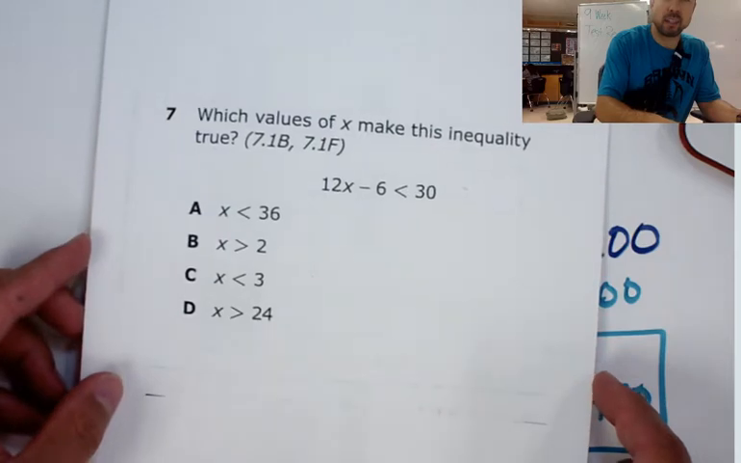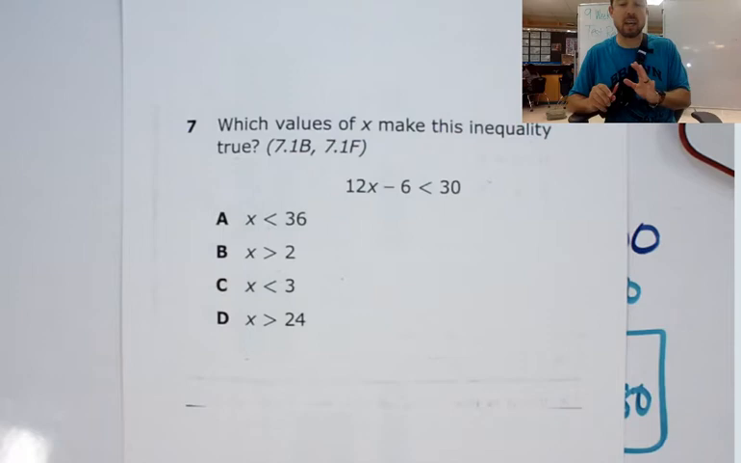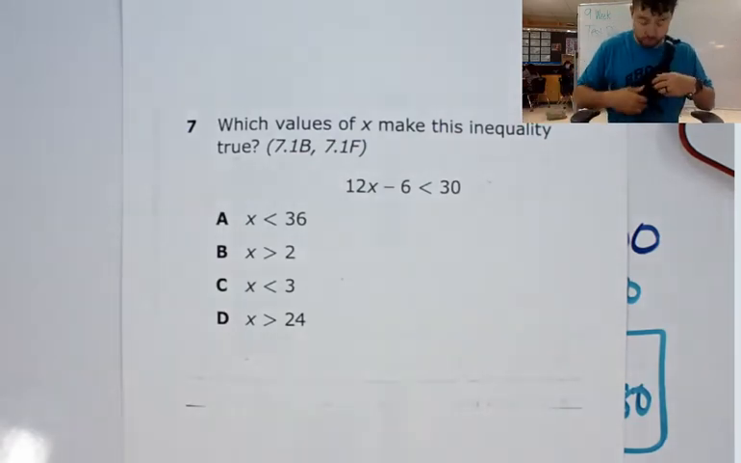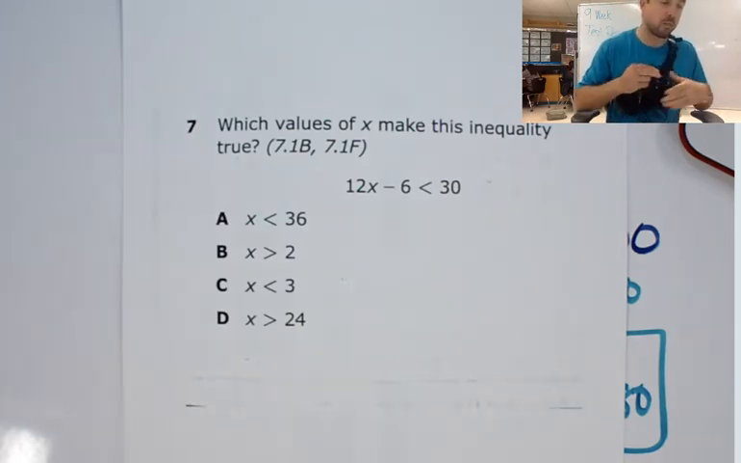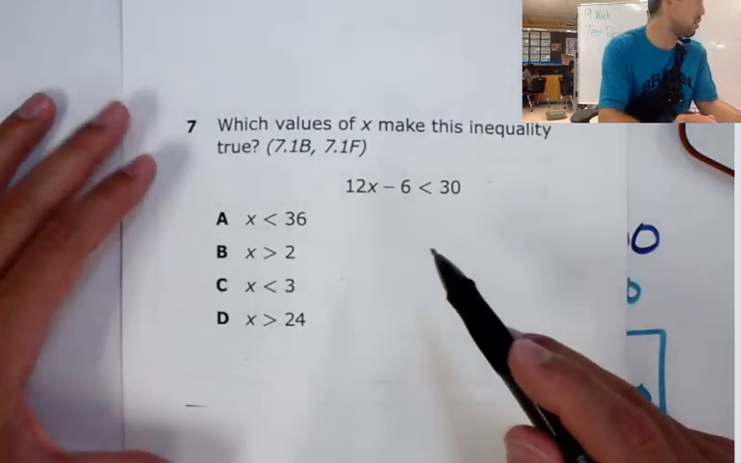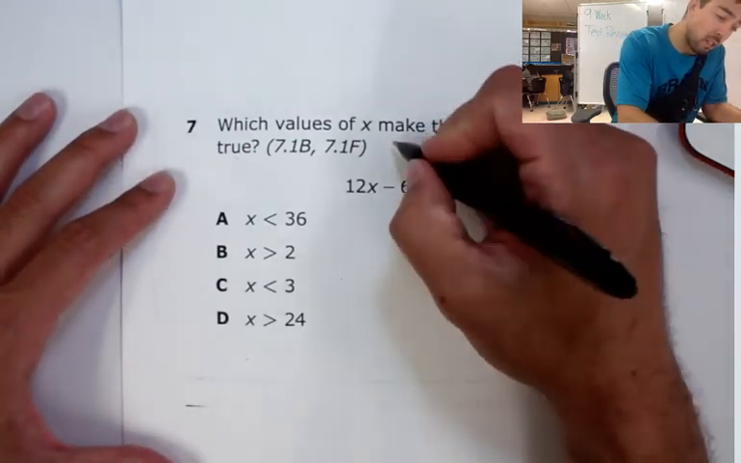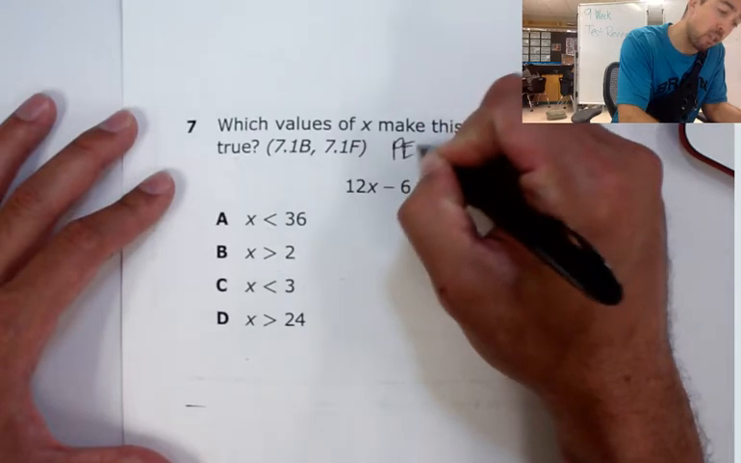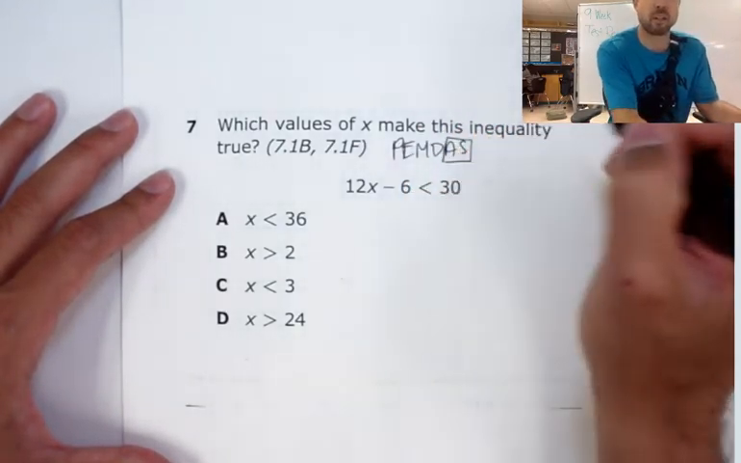number 7. Which values of x make this inequality true? So we solve inequalities the same exact way that we solve equations. The only thing different is that now we have an inequality symbol. What's the first thing that we do when we solve an equation or inequality? We have to go reverse PEMDAS. So PEMDAS usually starts with parentheses. We're going to start off with addition or subtraction. What do we have here, addition or subtraction?